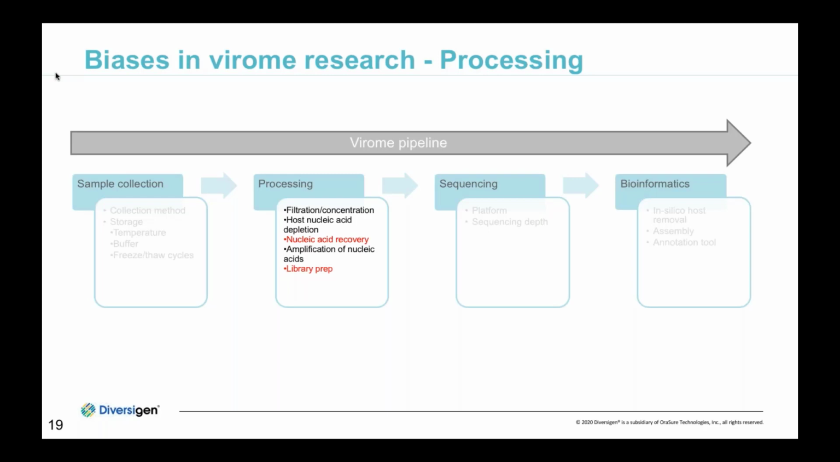And finally, the method for library preparation, particularly those associated with capturing RNA viruses, can also add biases to the results. I'm going to be showing you some results about biases that can be introduced during this particular step in both previous studies and with some of our experiments using ATCC's virome communities.